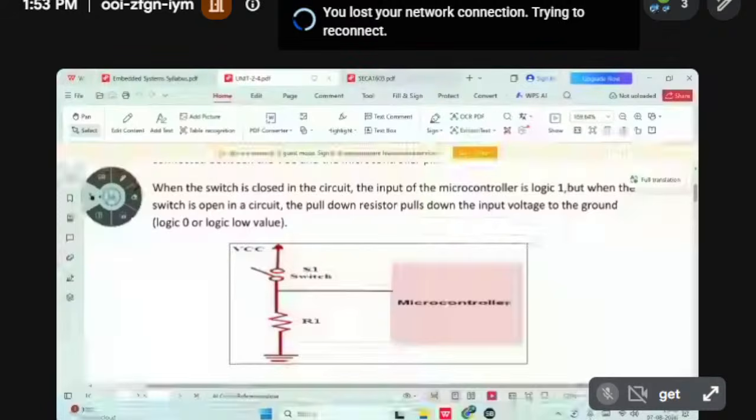So whenever we have high current, to reduce that current, we are going to use the resistor. That's it. Try to remember this word. It will oppose the flow of electrons.